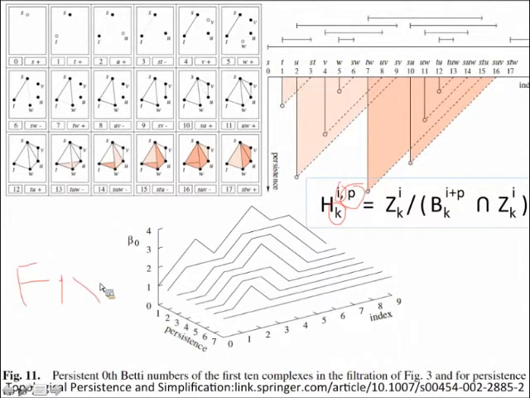So fix K. In this case, we'll take K equal to 0. And then we will see how the Betti number changes as we change I and P. If my index starts off at 0, then I just have one object. And so we've got this one object for all our persistences because that object actually persists. So we can see this bar right here sort of corresponds to this bar right there.